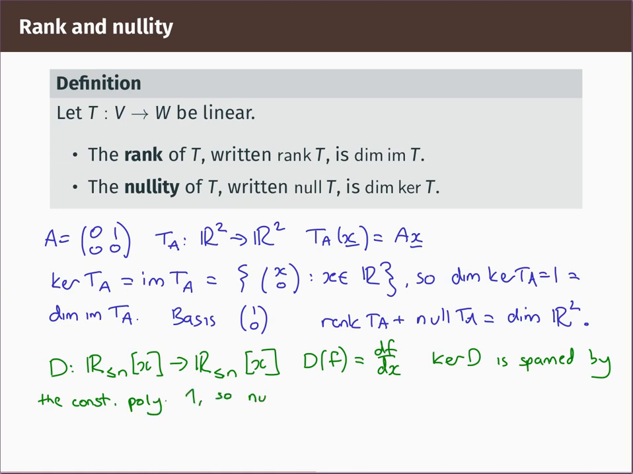So the nullity of this particular linear map D is equal to 1. We also worked out the image of D. The image was equal to the set of all polynomials of degree at most n minus 1 in X. So this thing has got dimension n because there is a basis 1, x, x squared, up to x to the n minus 1. So n things.